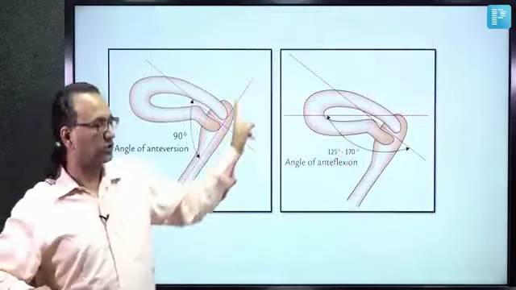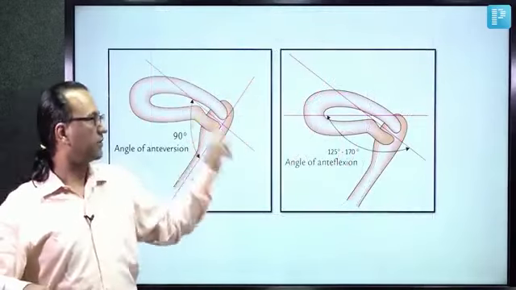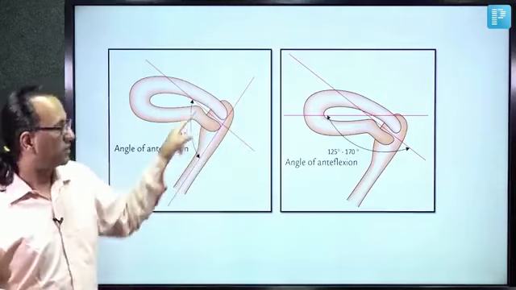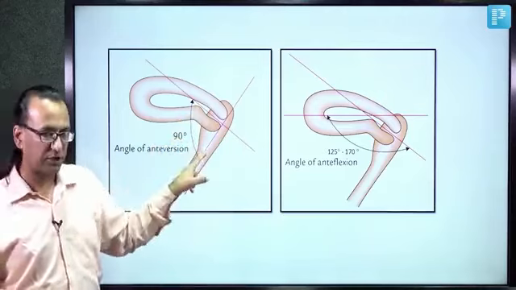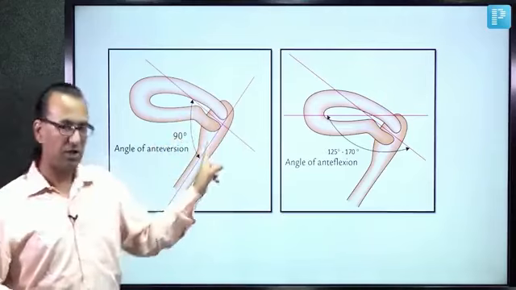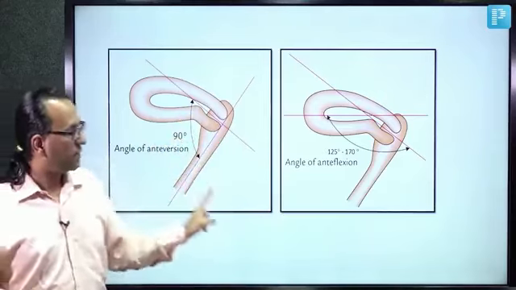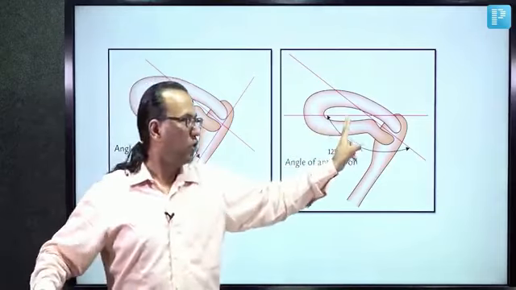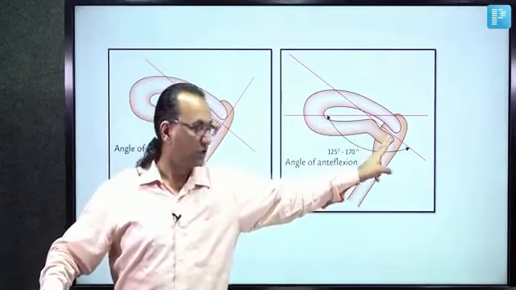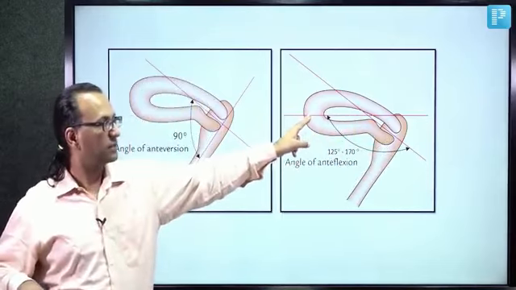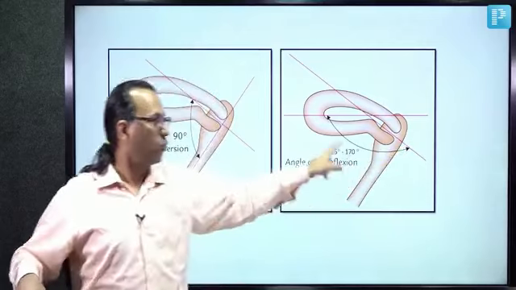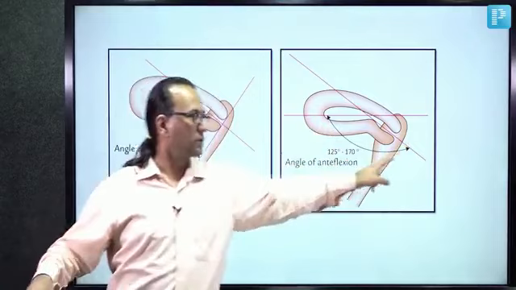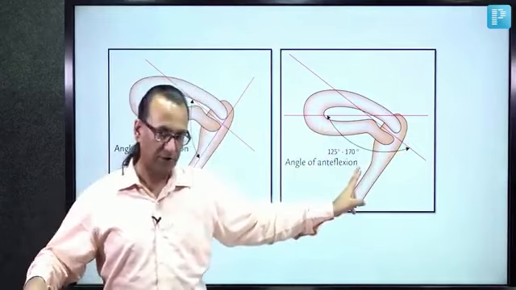As you see, this is the long axis of the vagina, this is the long axis of the cervix, and between them you have 90-degree angulation. This is called as the angle of anteversion. V for version, V for the vagina. Now here you see that the body of the uterus is itself folded on the cervix of the uterus, and that is around 125 to 170 degree of folding angle, and that is called as the angle of anteflexion.